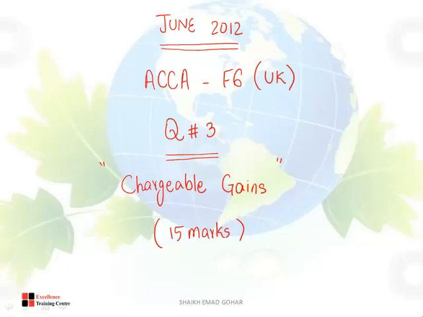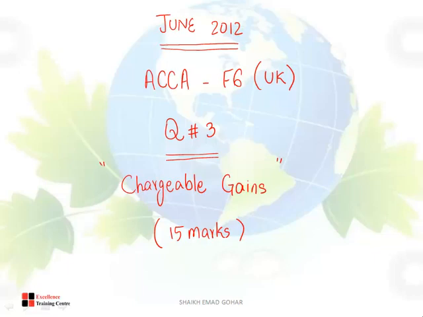ACCA Paper F6 Taxation UK variant, June 2012 attempt. Question number 3, which is testing chargeable gains for 15 marks. Exam technique, first read the requirement.